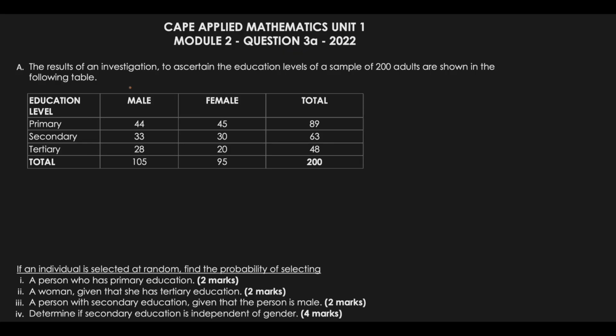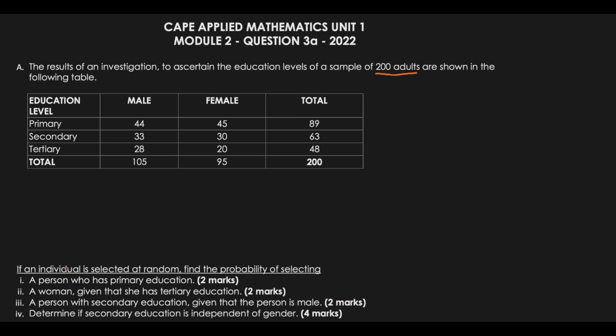So question 3, part A of question 3 says the results of an investigation to ascertain the education levels of a sample of 200 adults are shown in the following table. So we have the education levels that we see here. We have the number of males in each category and the number of females in each category.